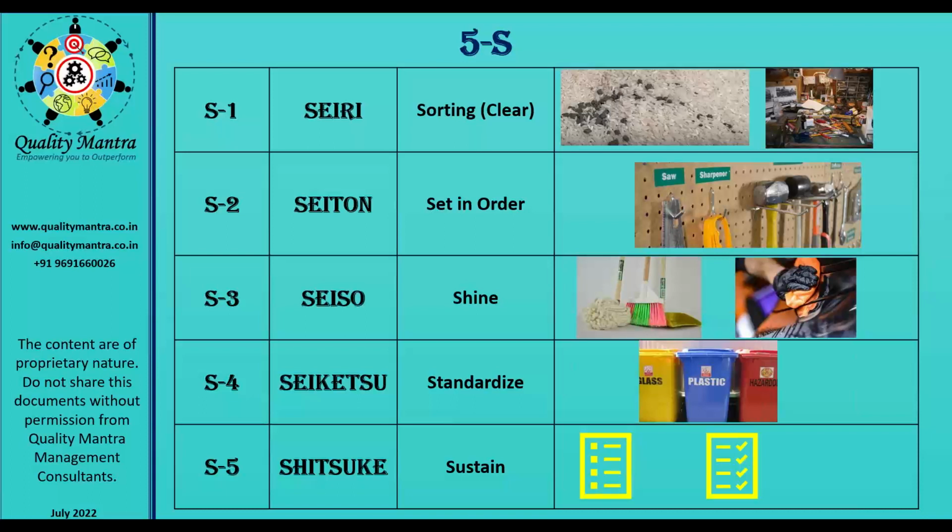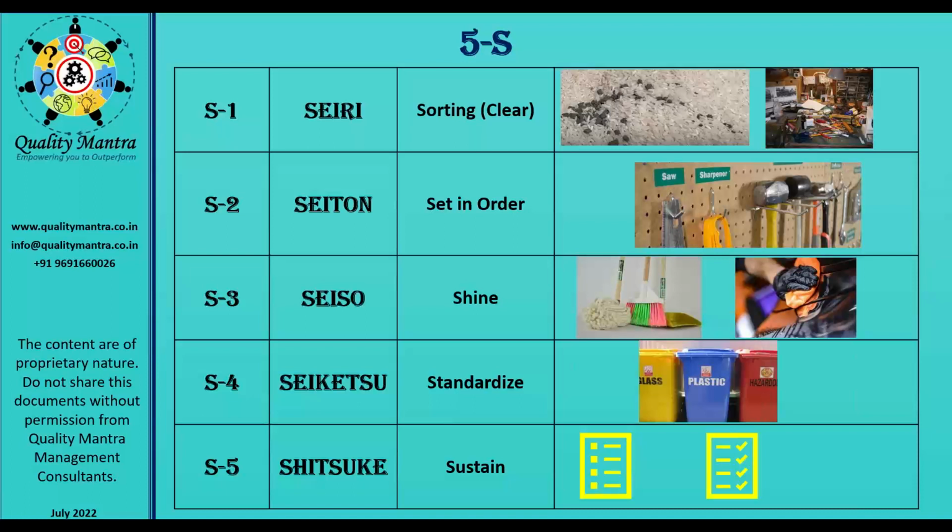S3, that is SEISO. It means shining, regular cleaning so as to maintain its condition. S4 is SEIKETSU, that is standardize. In this step you have to standardize whatever we have done in S1, S2 and S3. Now it's time to standardize it, otherwise the things will deteriorate and again we will be back to S0, that is the previous condition of S1.